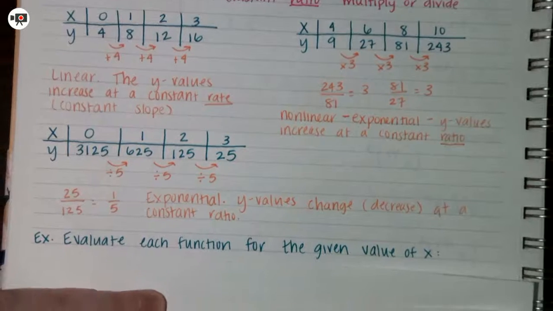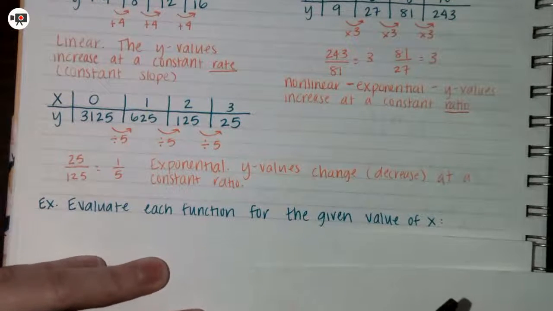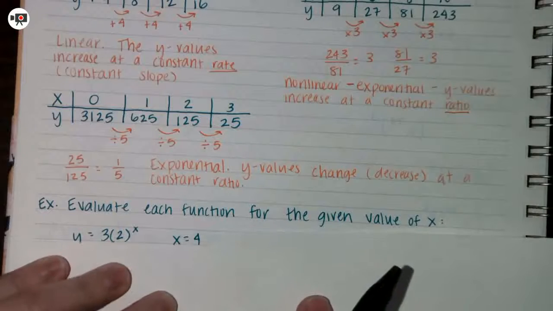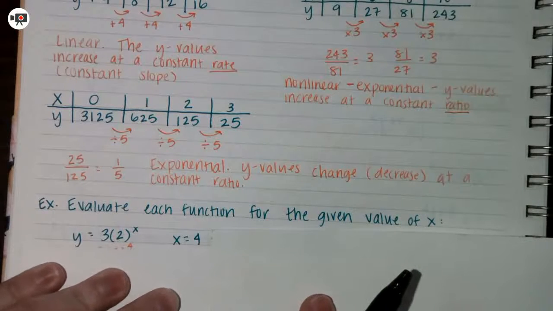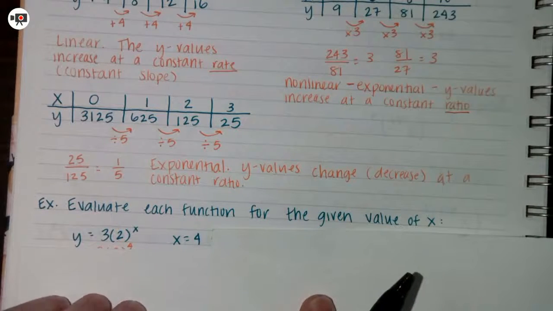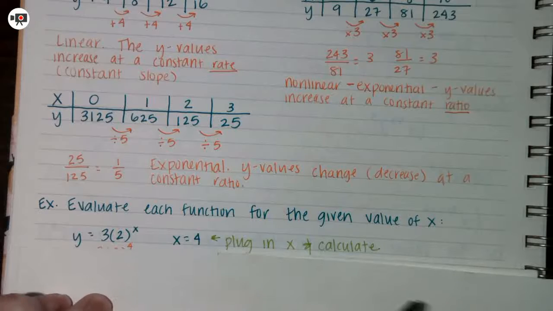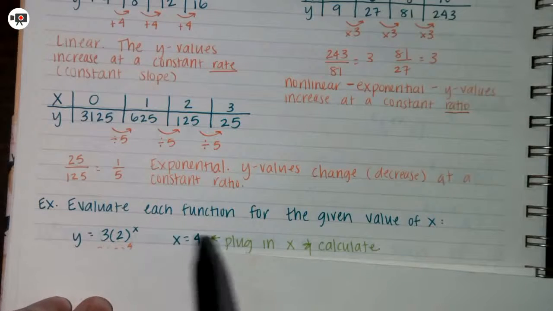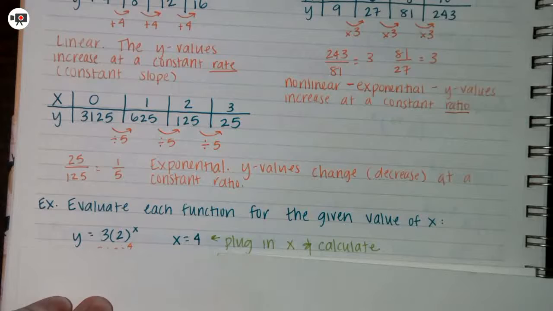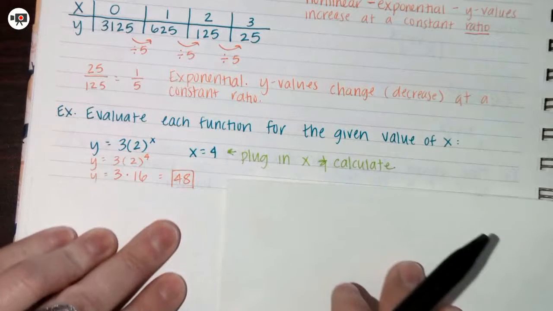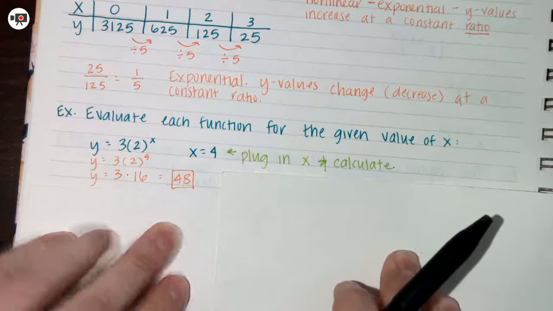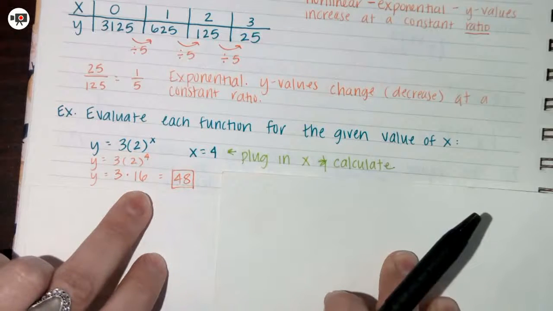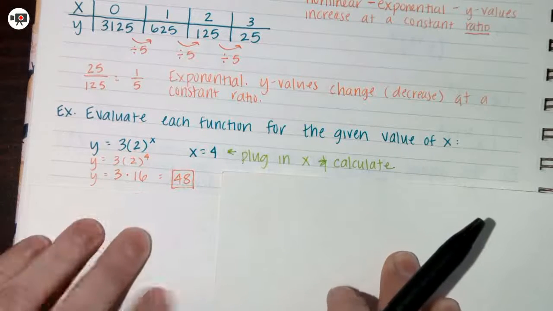Now we are going to evaluate each function for the given value of x. So I have y equals 3 times 2 to the x power, and x equals 4. I'm going to take this 4 and plug it in to my function and calculate what number that is. So when I do that, I get 2 to the 4th, which is 16. 3 times 16 is 48.